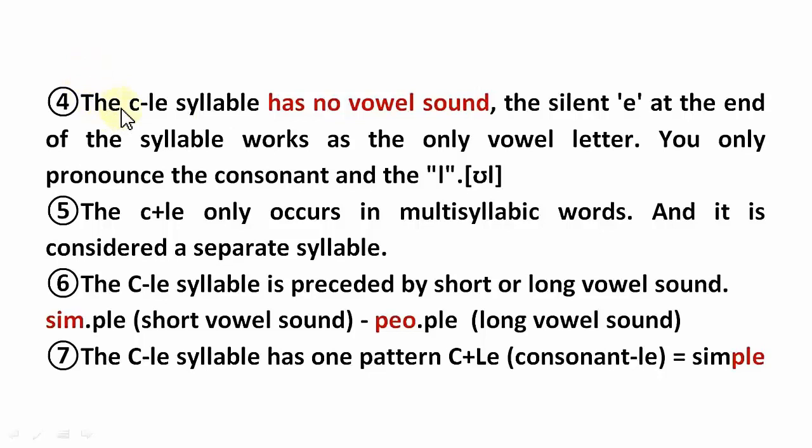The consonant-LE syllable has no vowel sound. The silent E at the end of the syllable works as the only vowel letter. You only pronounce the consonant and the L. The consonant-LE only occurs in multisyllabic words, and it is considered a separate syllable. The consonant-LE syllable is preceded by a short or long vowel sound: simple for short vowel sound, people for long vowel sound. The consonant-LE syllable has one pattern: consonant, L, E.